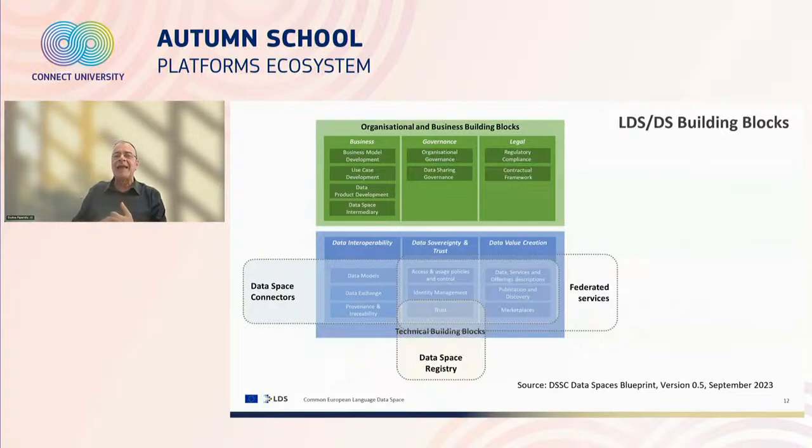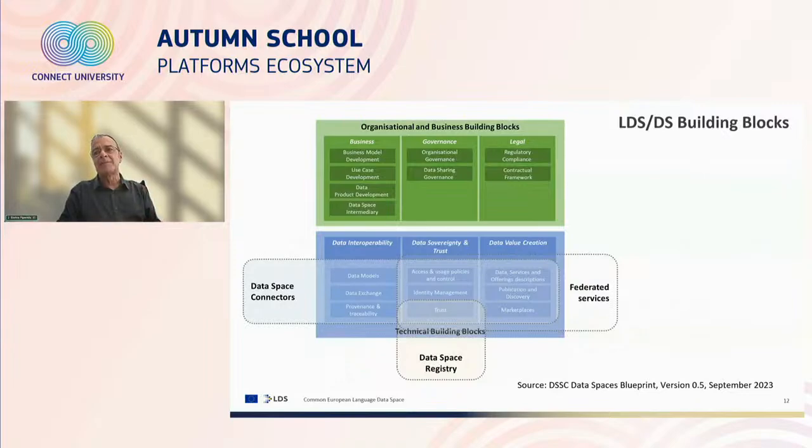The purpose of this slide is to say that almost all data spaces that are currently in preparation in Europe somehow structure their way of thinking along these two notions, these two blocks: organizational and business building blocks on the one side, where we decide about the rules of participation, the rules of governance, and so on and so forth. And then the blue part is the technical implementation, the technical instruments using which we can enable and implement the three main things of the data spaces world: data interoperability, data sovereignty and trust, and data value creation.